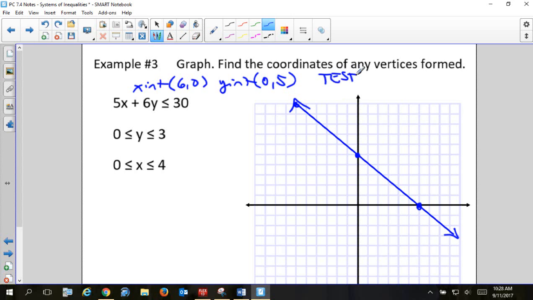We have to test a point. I'm going to test 0, 0. Looks easy. So 5 times 0 plus 6 times 0 less than or equal to 30. 0 less than or equal to 30. True. So we'll shade this side of the line towards 0, 0.